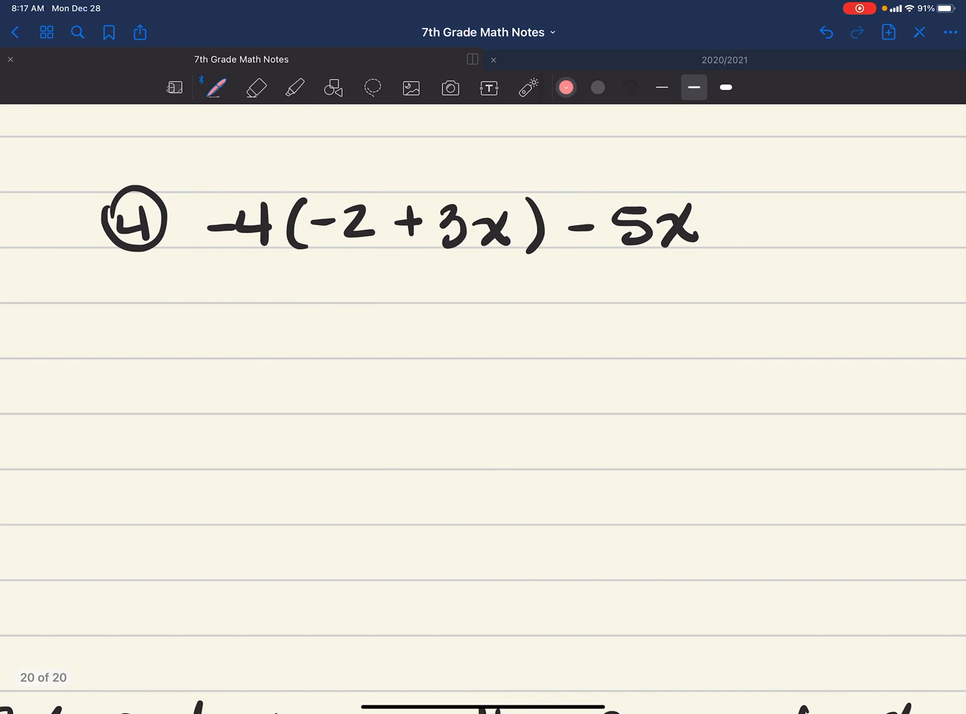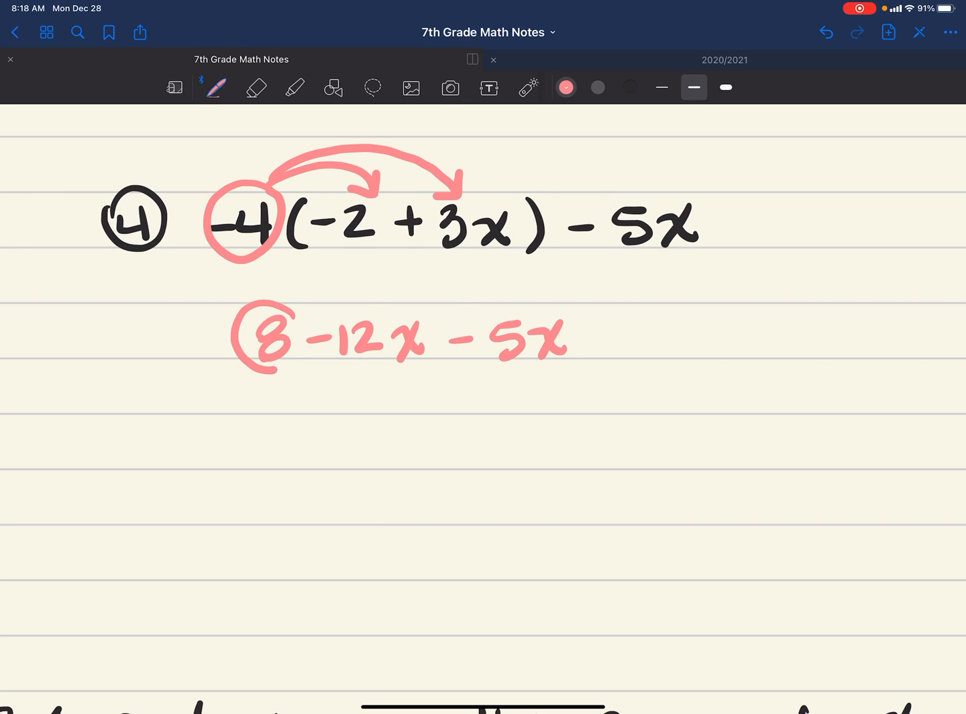Negative 4 times the sum of negative 2 and 3x, then subtract 5x. So let's circle my term, negative 4, multiplying it times negative 2. Negative 4 times negative 2 is positive 8. Negative 4 times positive 3x. Negative 4 times 3 is negative 12x. Cannot forget that variable. And let's bring down that negative 5x.